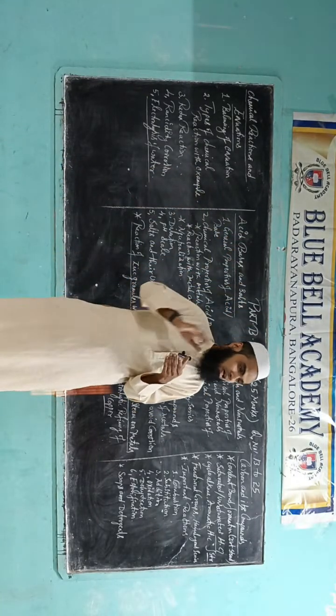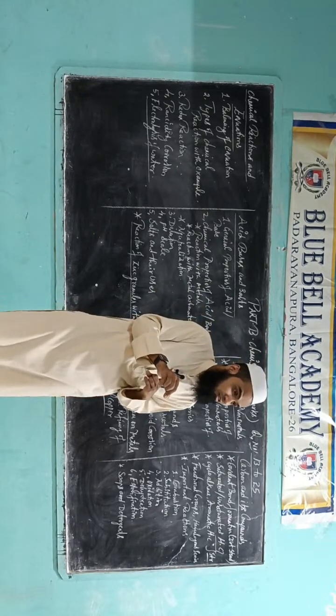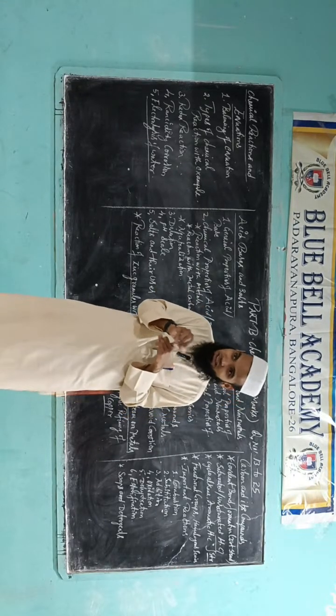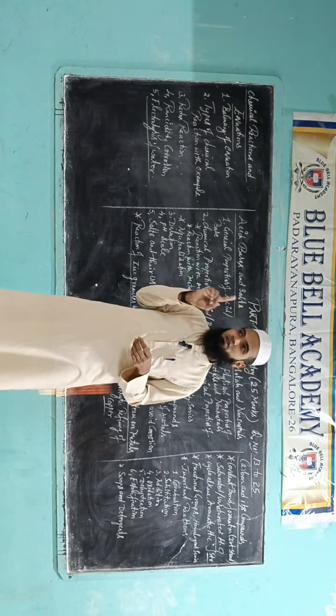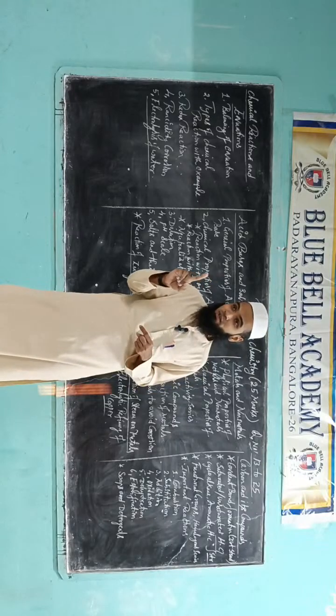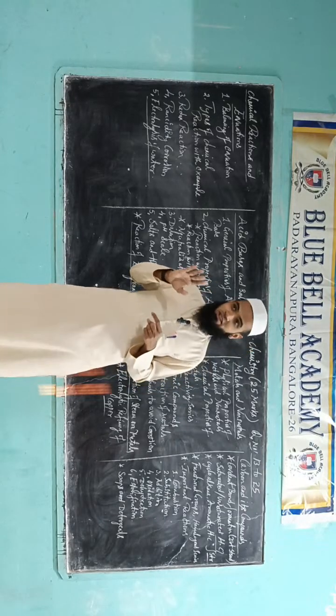So wherever you find that a more reactive element is displacing a lesser one, it is all displacement only. Then the last, fourth type of reaction is the double displacement reaction, and in the entire textbook only one equation is there for double displacement reaction. So what is that?